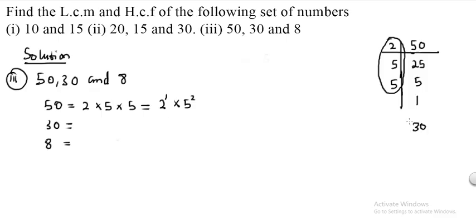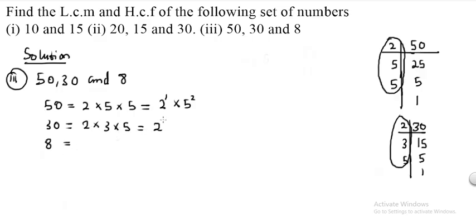For 30, the smallest number that can go into 30 here is 2. 30 divided by 2 is 15. 15 divided by 3 is 5. 5 here is 1. So for 30, we have these three numbers. So this is 2 times 3 times 5, which is 2 to the power of 1 times 3 to the power of 1 times 5 to the power of 1.